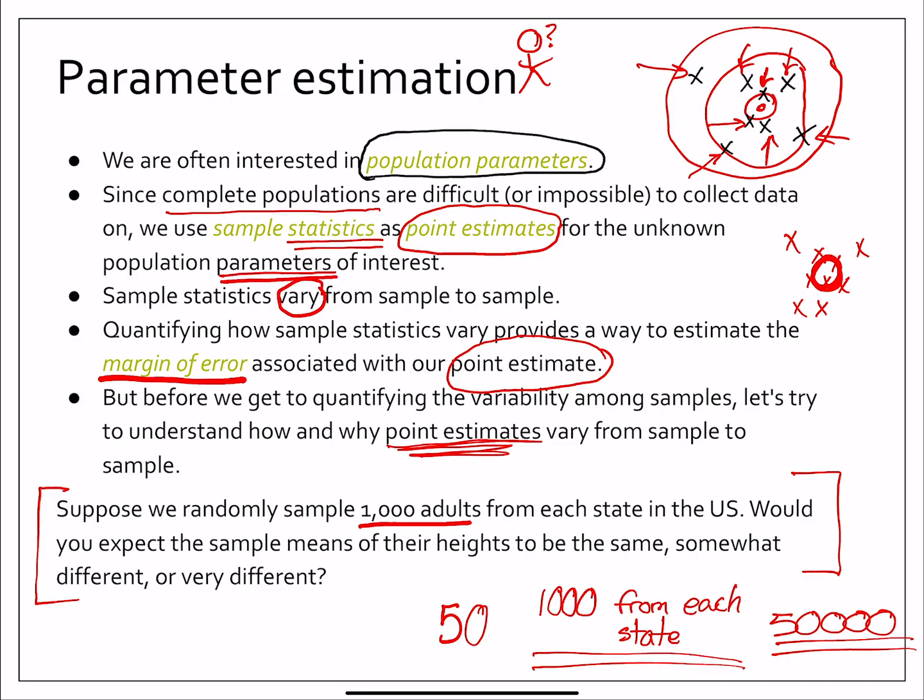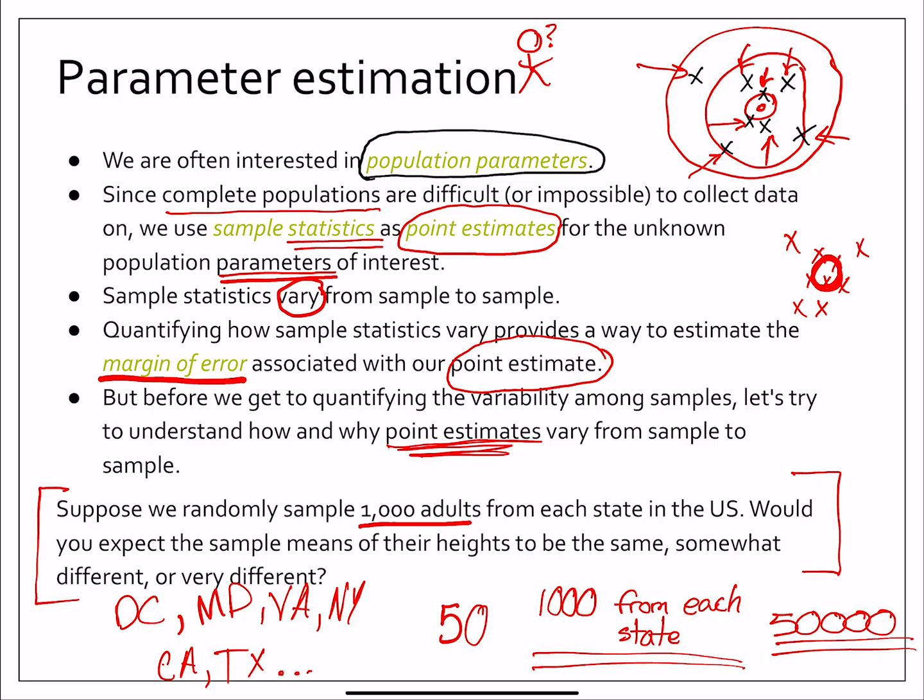So we have 50 different samples. We have a sample for DC. Well, DC is not a state, but I'm going to count it in there because DC should be a state. We have a sample from Maryland, a sample from VA, a sample from New York, a sample from California, a sample from, I don't know, Texas. I think Texas is TX, right? Samples from every single state.